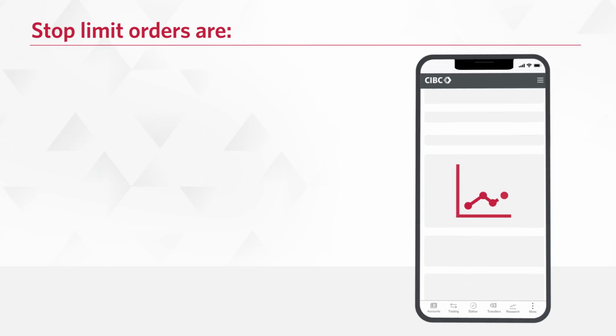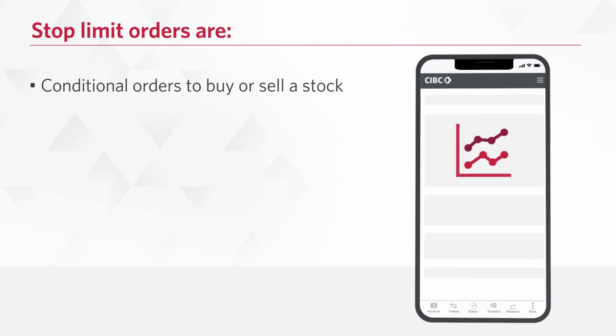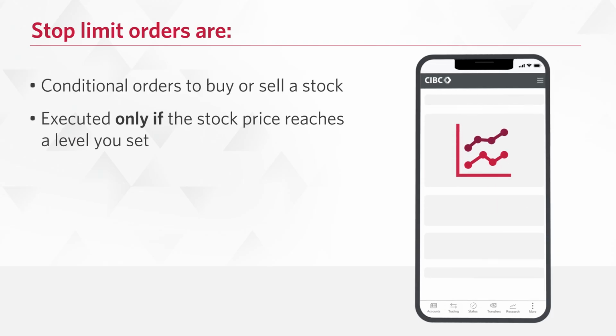Are you tired of seeing your gains disappear or losses pile up when the market moves against you? In this video, we'll show you how different stop limit orders can help you manage risk, even when you're not watching. A stop limit order is a conditional order to buy or sell a stock that is executed only if the stock price reaches a level you've set.